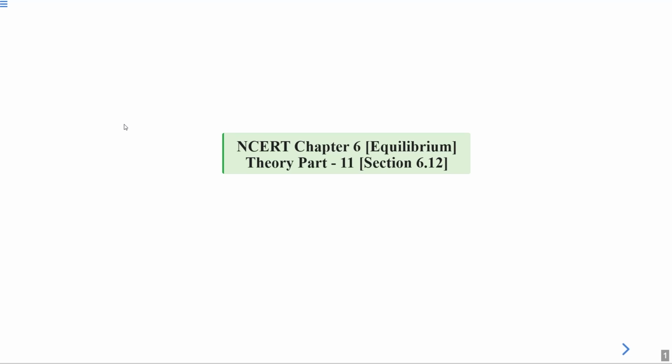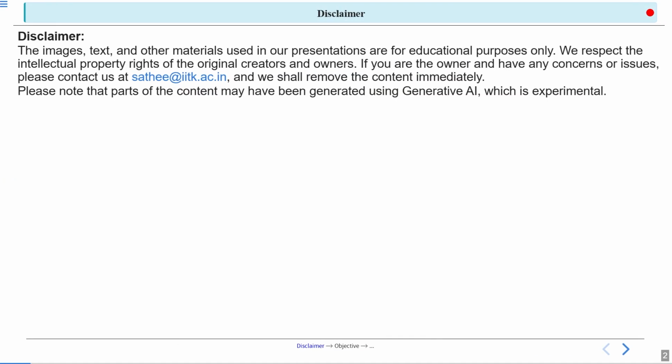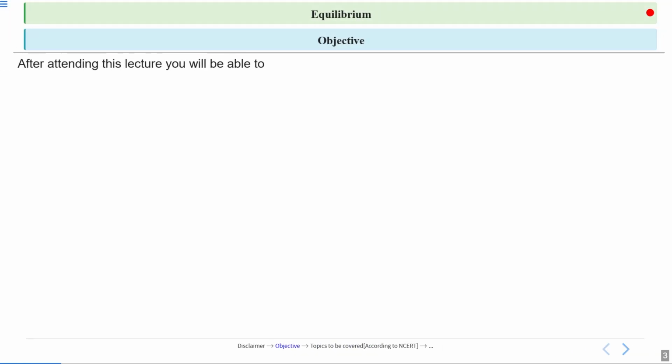So today we will be seeing the theory part 11 of the chapter 6 equilibrium, in which we will be covering section 6.12 of the NCERT. Now this is the disclaimer. Our objective would be to look at the buffer solution, right? So this is our topic today, and I would suggest you to attend it very sensibly because this is a very important topic. Numericals are asked from this part in most of the cases, and I will try to make it as simple as possible, right? So let's see what the distribution is according to the NCERT.